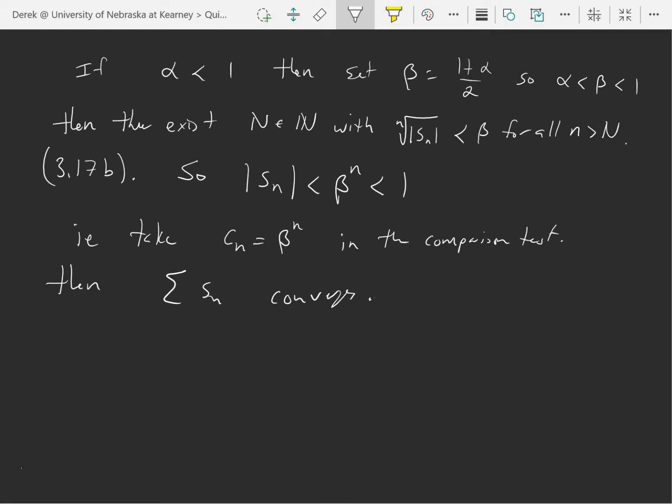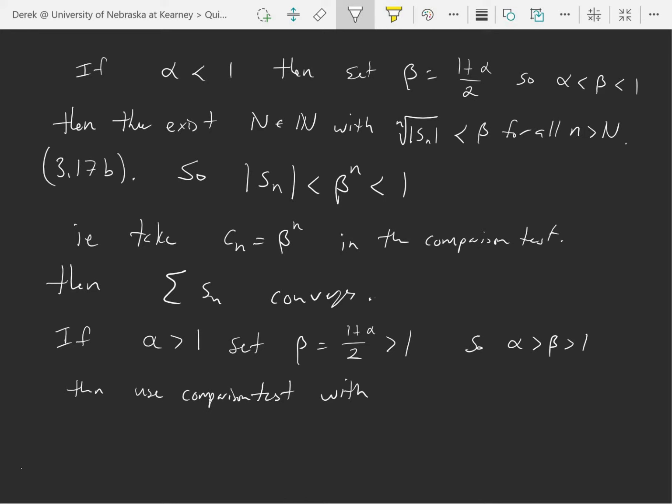Okay. Conversely, if alpha is bigger than 1, set beta equal to the same thing, (1 plus alpha) over 2, which would be bigger than 1. So alpha is bigger than beta, which is bigger than 1. Then use the comparison test again, with divergence this time instead. Okay. And if it's equal to 1, I can't actually do that, because when we're equal to 1, I can't find this beta that works. So I don't get any information at all. Okay. That's the root test.